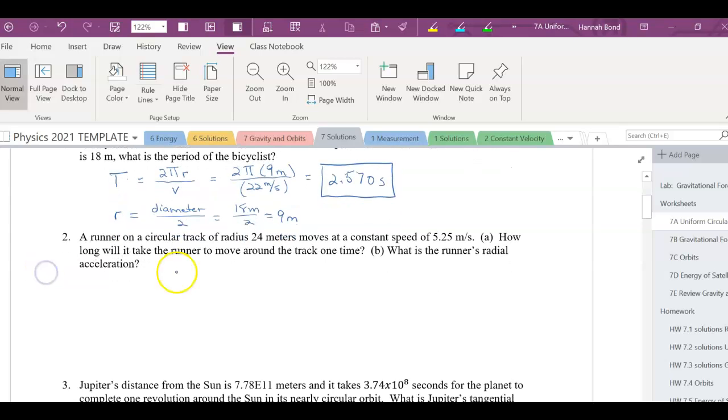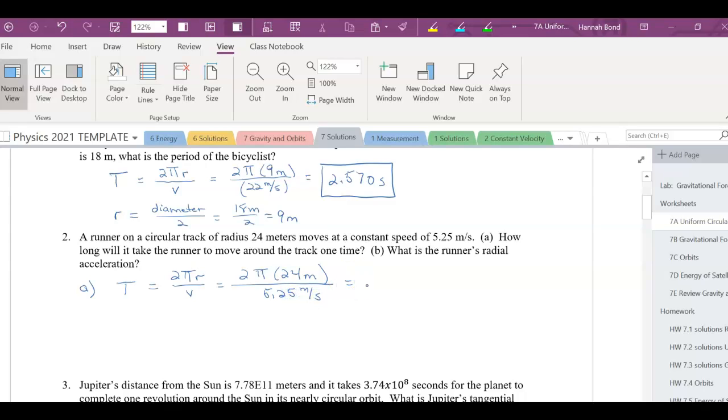Okay, let's do another one. Here we've got a runner on a circular track. They're giving us the radius of the track, and his constant speed is 5.25 meters per second. First they ask how long it will take the runner to move around the track one time. Well, they're asking for the period, because the period is the time to go all the way around the circular path one time. So the period would be the circumference divided by the speed. Here, 2 pi, they've already given me the radius, so no need to change that. And the speed is 5.25 meters per second.